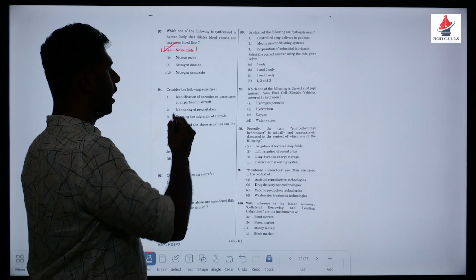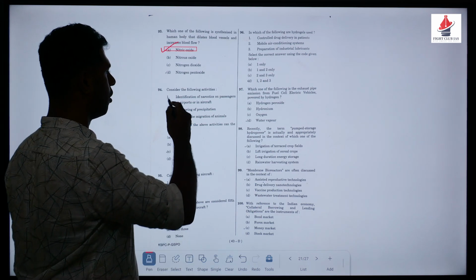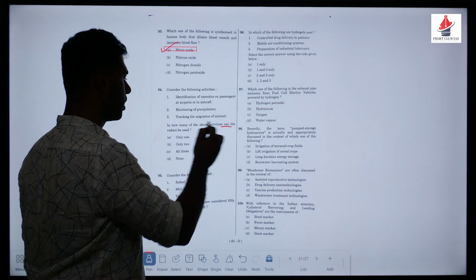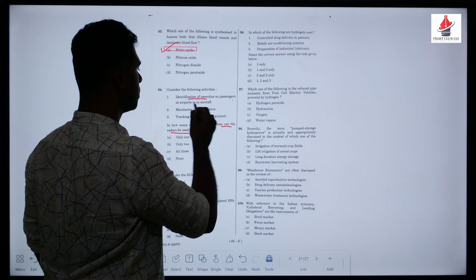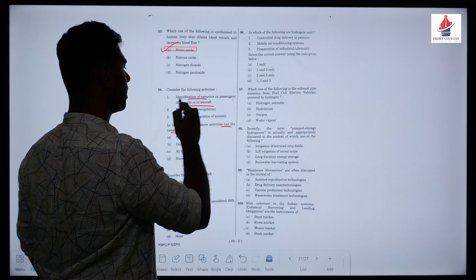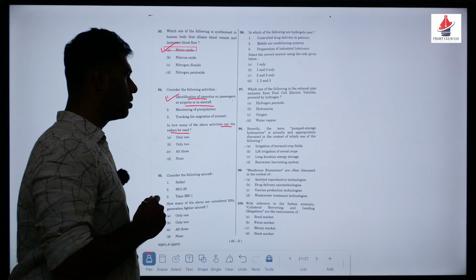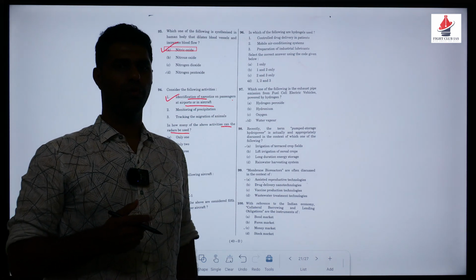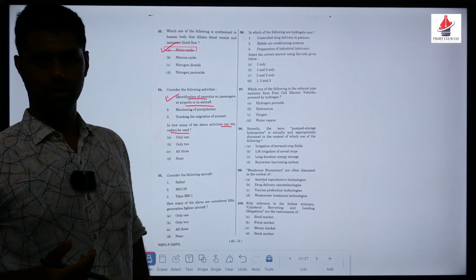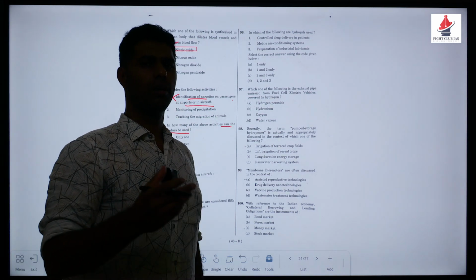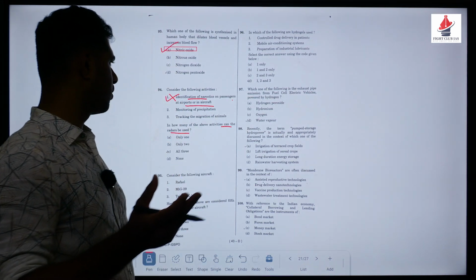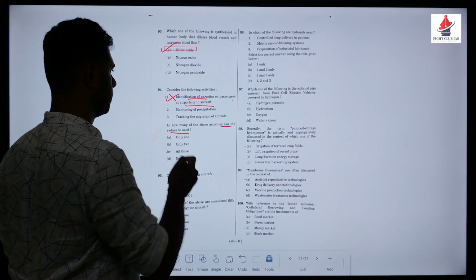Moving to 94th. Consider the following activities. In how many of the above activities can the radars be used? See, identification of narcotics on passengers at airports or in aircraft. This is not possible because radars cannot be used for element detection so easily, and this has not been used. Generally, X-ray machines or ultrasound, these kind of things are used, but not radars.